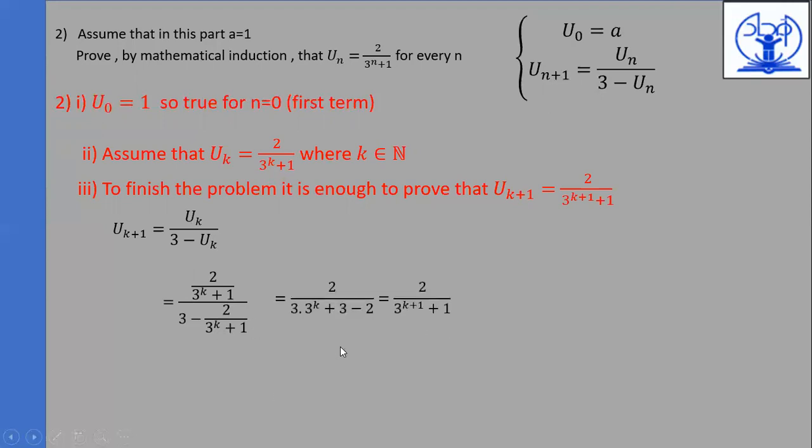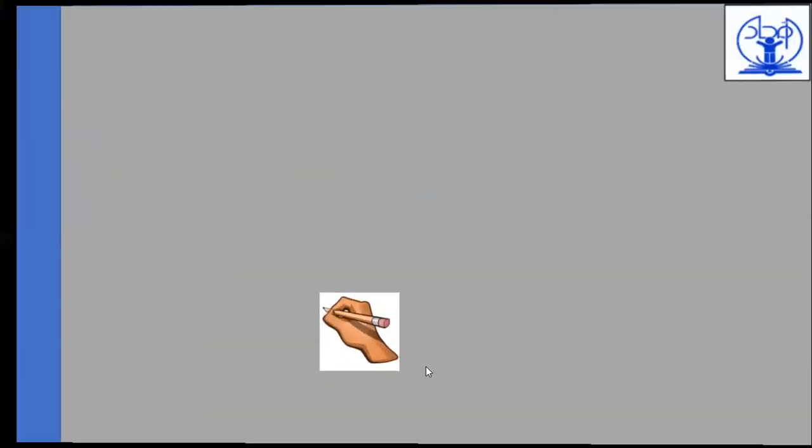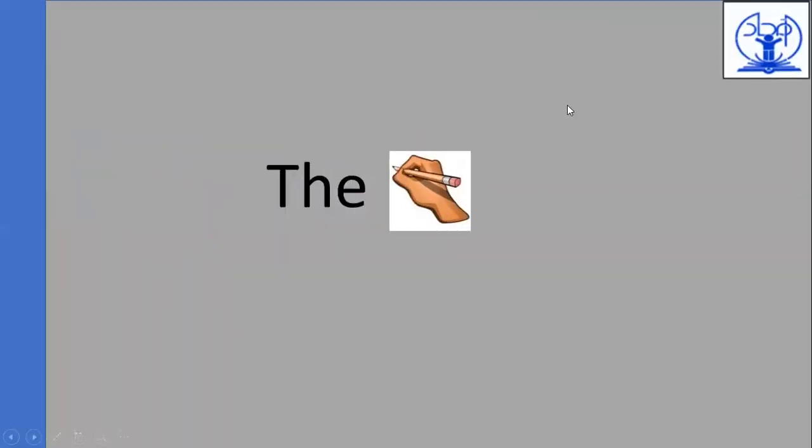Simplifying this and writing this as one fraction, you will get 2 over 3 to the k plus 1 plus 1. This is the statement which we wanted to prove. So the statement holds true for n equals k plus 1. And consequently, un is 2 over 3 to the n plus 1 for all values of n larger or equal to 0. Thank you.